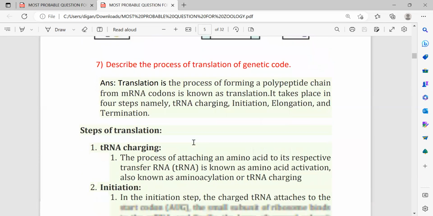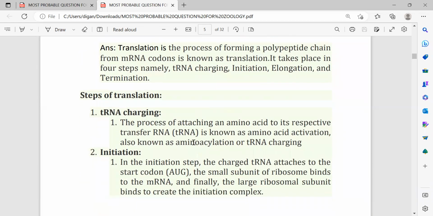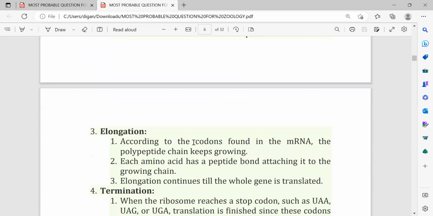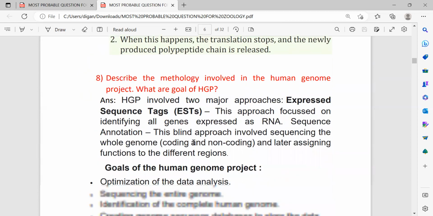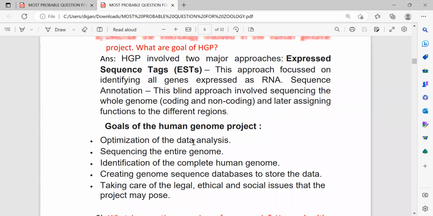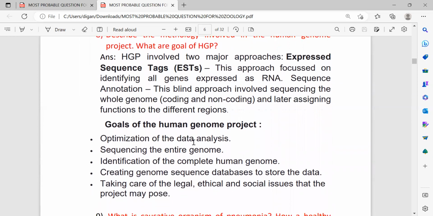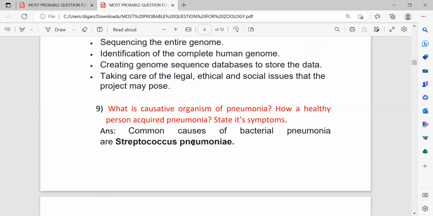Describe the process of translation of the genetic code. So this is what translation is. First I am giving you the definition, then these are the steps. These 4 are the different stages of the translation process. Next, describe the methodology involved in the Human Genome Project. HGP in short form, we may get the question like that also. So HGP means Human Genome Project. And what is the goal of the Human Genome Project? These are the goals of the Human Genome Project.